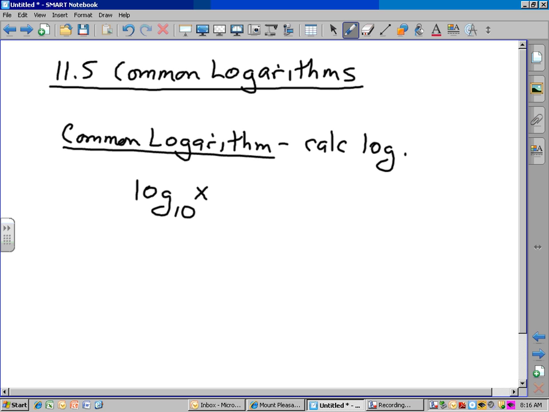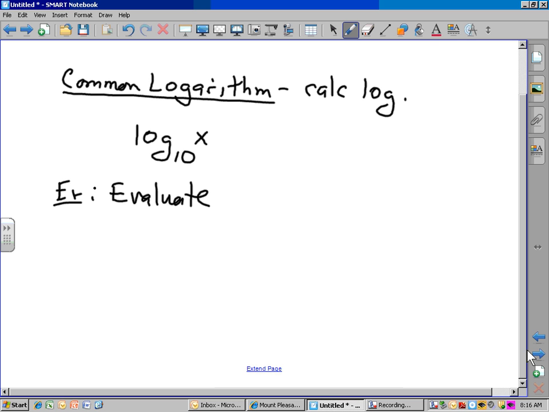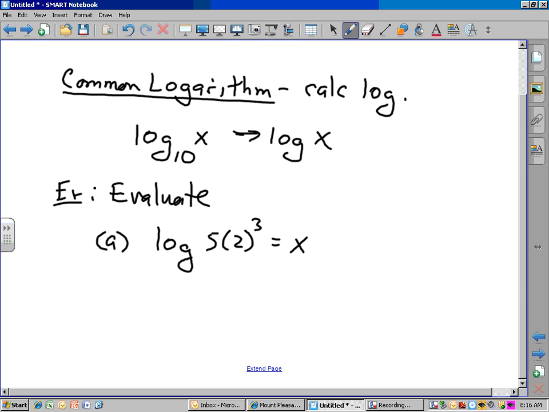So let's practice typing a problem in. Example: evaluate part A, the log of 5 times 2 cubed. What's that equal? Now, if you see no base, that's your common log. So if there's no base, it's an understood 10. So common log, log with no base, that's your calculator. So let's type it in. Log of what? 5 times 2 to the third.